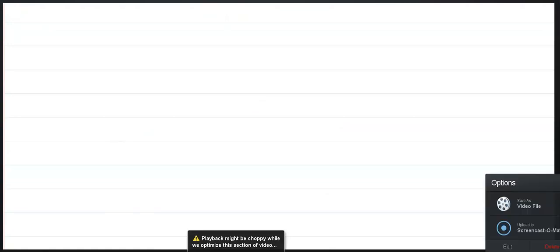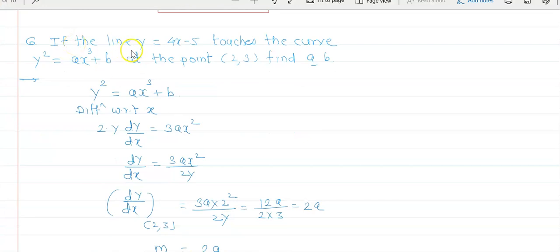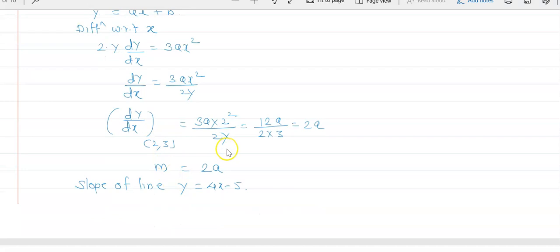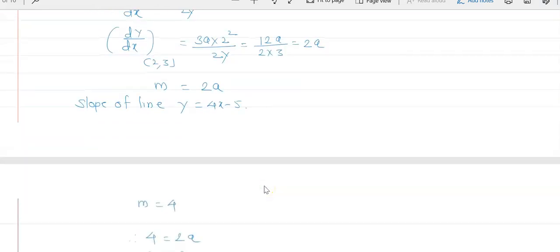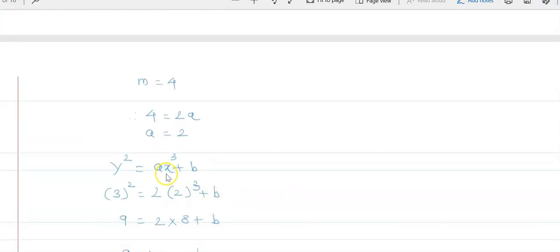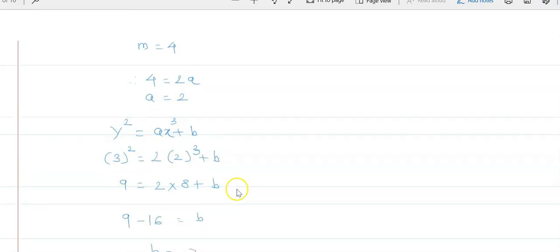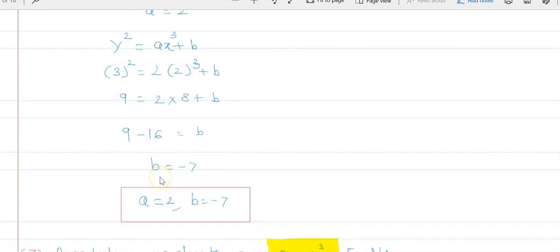Now, see this again. The line touches the curve y square equals ax cube plus b at the point 2, 3. Now differentiate this. After differentiating, you will get 3ax square upon 2y at the point 2, 3. Put x equals 2 and y equals 3. Therefore, you will get the slope 2a, that is m equals 2a. This is the slope of the line y equals 4x minus 5, which equals 4. Therefore, 2a equals 4, so a equals 2. Now we know the point x and y, and also the value of a. Substitute in the equation of the given curve and you will get the value of b, which equals minus 7. Therefore, a equals 2 and b equals minus 7.